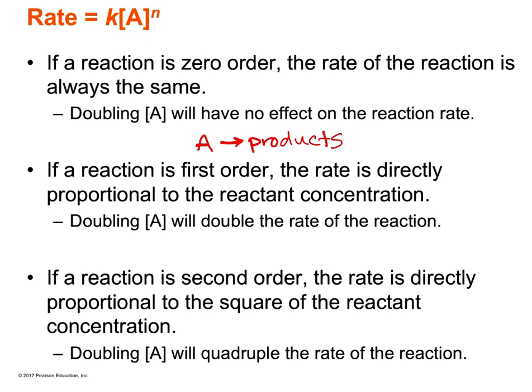Now, if a reaction is first order, the rate is directly proportional to the reactant concentration. So if we double the initial concentration, that will double the rate of the reaction. So they're directly correlated with each other. If a reaction is second order, the rate is directly proportional to the square of the reactant concentration. So if we double A, the reactant, that will quadruple the rate of the reaction.